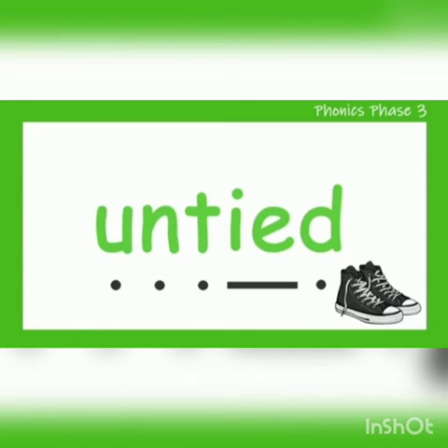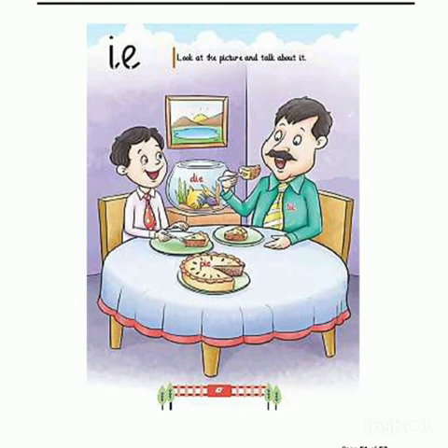Okay, students, move to our exercise. Open page number 47. Look at the picture and talk about it. Here we have a digraph. That means two letters, one sound. I, E. When we put them together, they make the I sound.